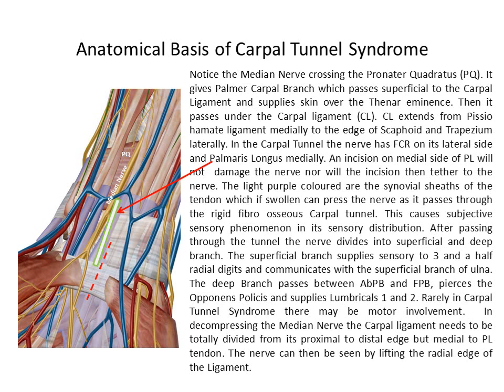In decompressing the median nerve, the carpal ligament needs to be totally divided from its proximal to distal edge, but medial to the palmaris longus tendon. The nerve can then be seen by lifting the radial edge of the divided ligament.